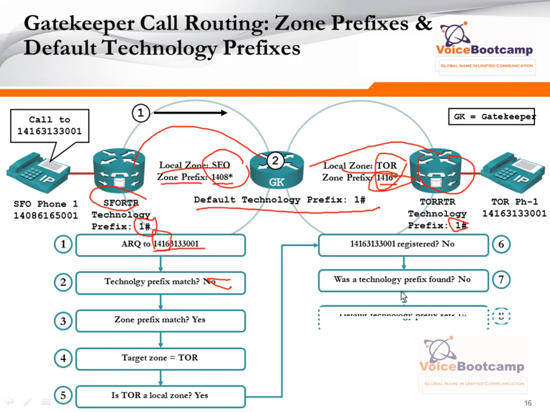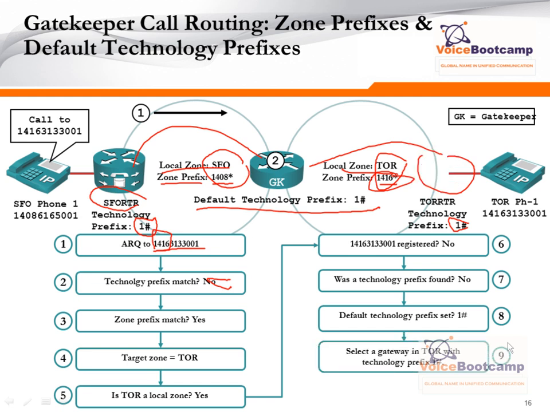Now the last step, or step number 8, is to see if the gatekeeper has a default technology prefix configured. Well, in this case yes, it does, because it is 1 hash. So what happened? The gatekeeper will select the Toronto gateway to route the call. Now keep a look at the interesting part here. Both gateways register with 1 hash. So why is it that the gatekeeper selected the Toronto but not the SFO gateway? Well, the reason behind that is your local zone is pointing toward the Toronto side.